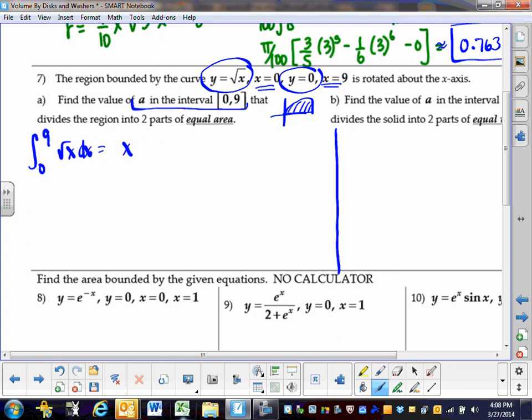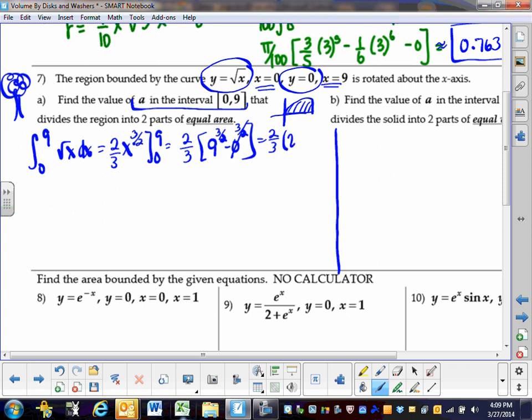And the total area anti-derives to be x to the 3/2 over 3/2 from 0 to 9, which is 2/3 of 9 to the 3/2 minus 0 to the 3/2. So that's 2/3. The square root of 9, because remember roots grow on the bottom of trees. So the square root of 9 is 3, and 3 cubed is 27. So we get 9 times 2, which is 18.